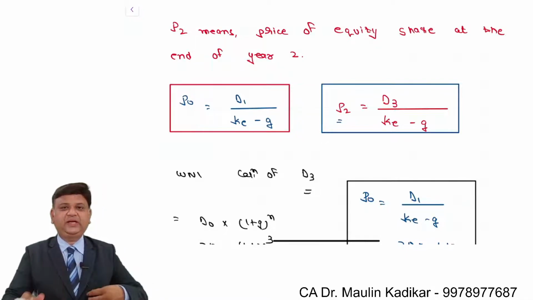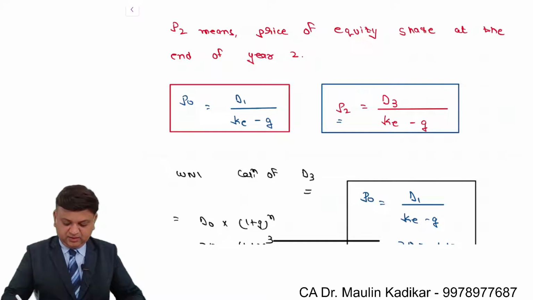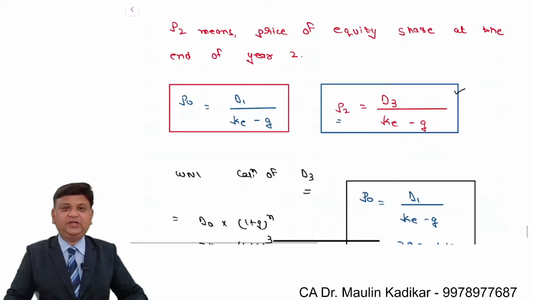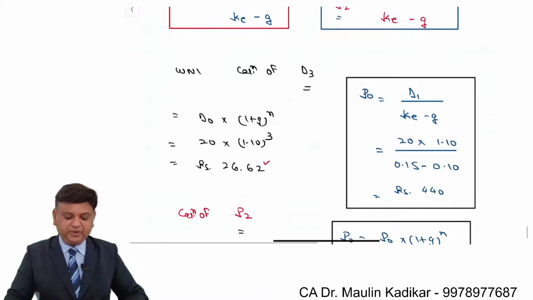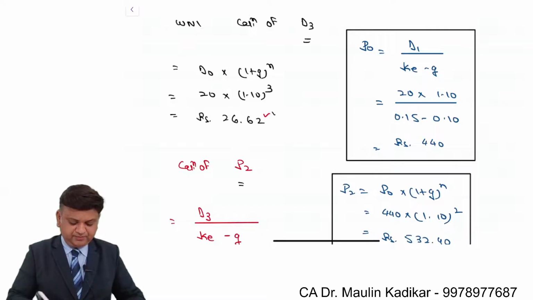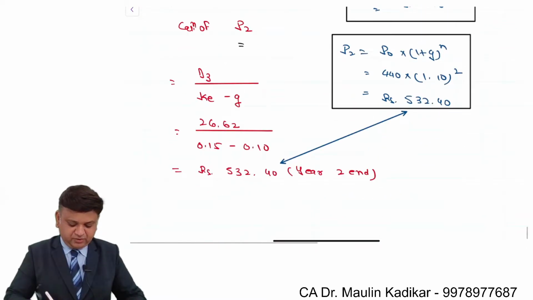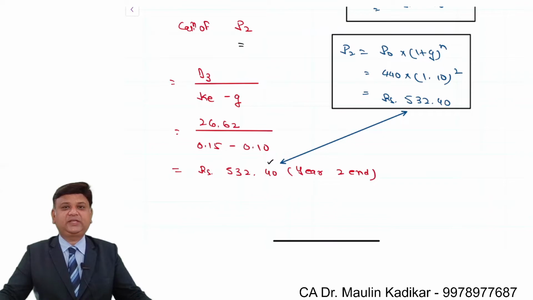So, summary of the entire answer. P2 means price of the equity share at the end of the second year. It is calculated as D3 divided by K minus G. From end of year 3 onwards for perpetuity, whatever dividend income the investor is going to receive, the same is discounted to, sorry, the end of year 2. That is the way P2, price of equity share at the end of the second year, is calculated.